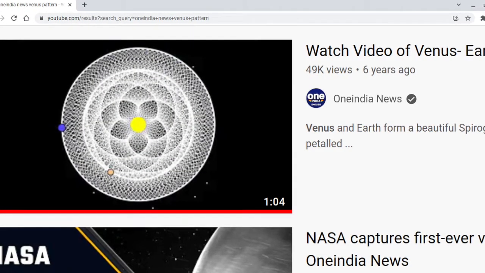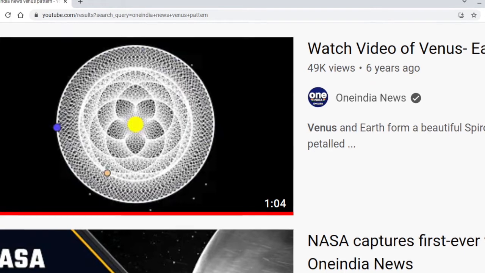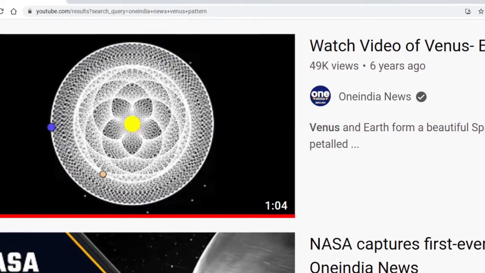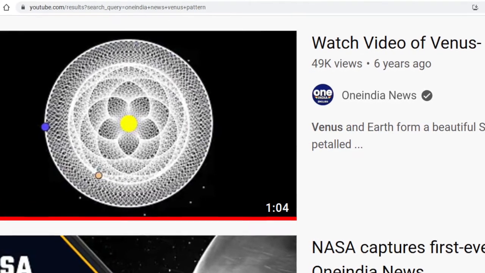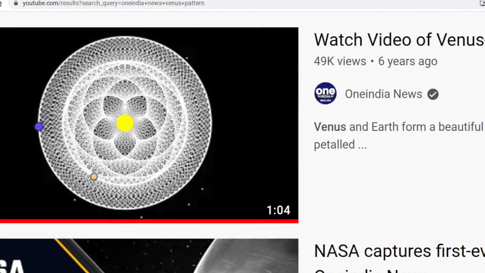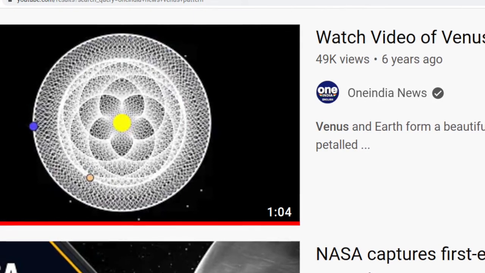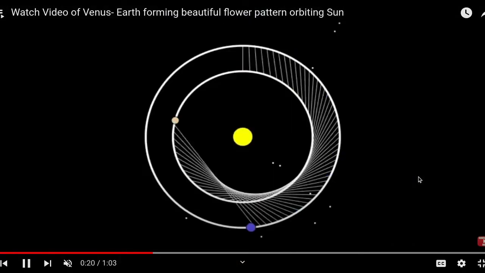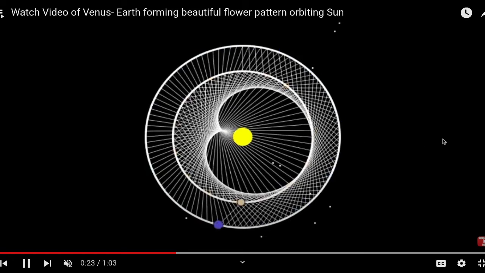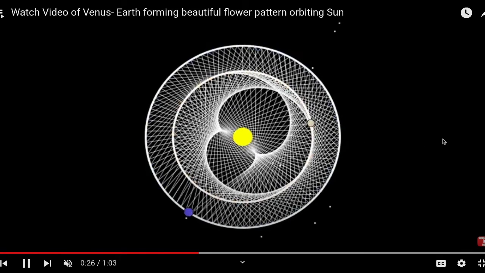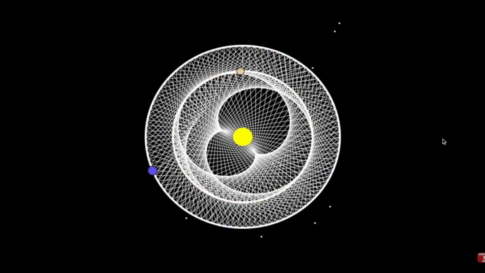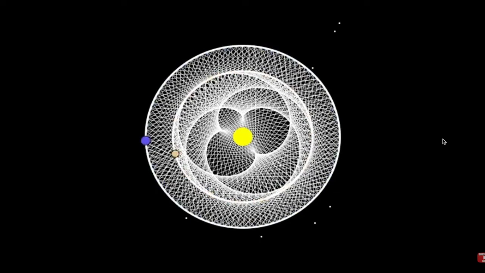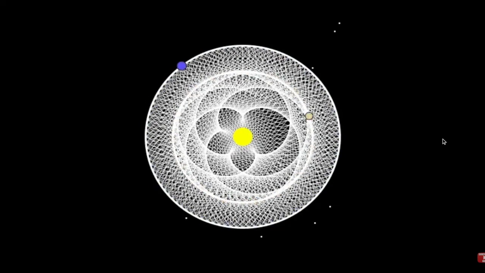So there are two ways that we can think about the way that this rosette pattern is formed between the Sun, Venus, and Earth. One of them here is represented by this video from One India News. You see the Sun in the center, and as the Earth, which is represented by the little blue circle, and Venus, the very light pink circle, move around the Sun in their orbits, if you have a straight line drawn between the two planets at all times, they do over time develop this beautiful rosette pattern.